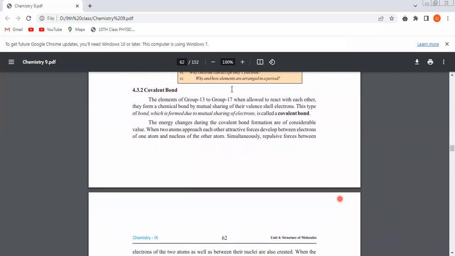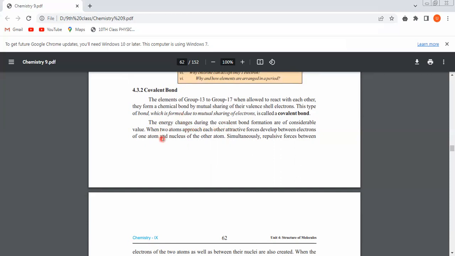Covalent bond. The elements of group 13 to group 17, when allowed to react with each other, form a chemical bond by mutual sharing of their valence shell electrons. This type of bond, which is formed due to mutual sharing of electrons, is called a covalent bond. The energy changes during covalent bond formation are of considerable value.